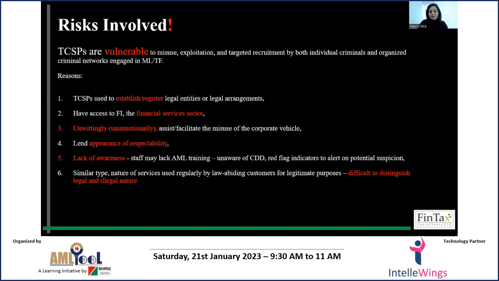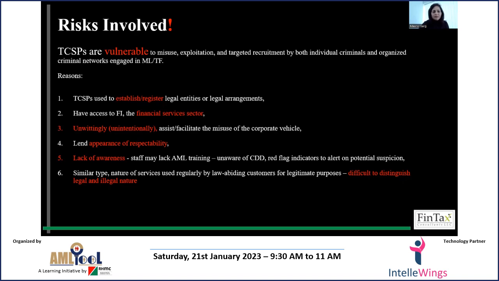TCSP entities can also be used by the bad actors to give a respectable impression in bank introductions for opening a bank account. The bank may not ask certain questions because the person who's referring has a respectable business and an impression in the country. So that can be misused by bad actors. That's why TCSP should bother.